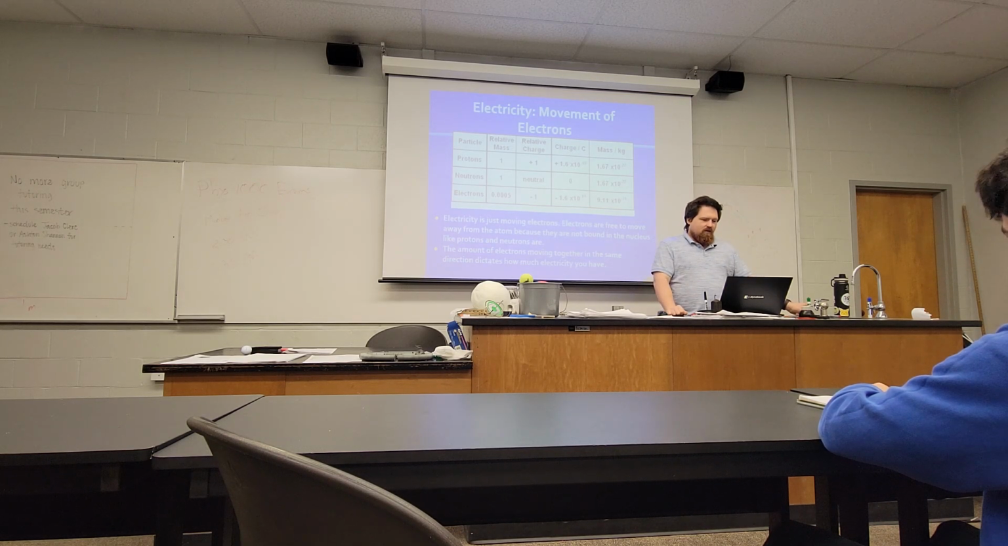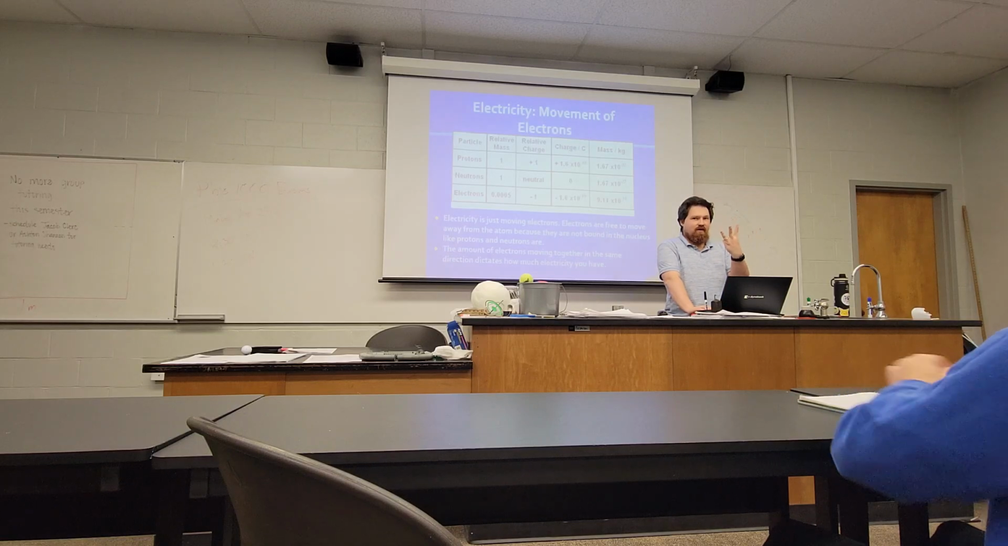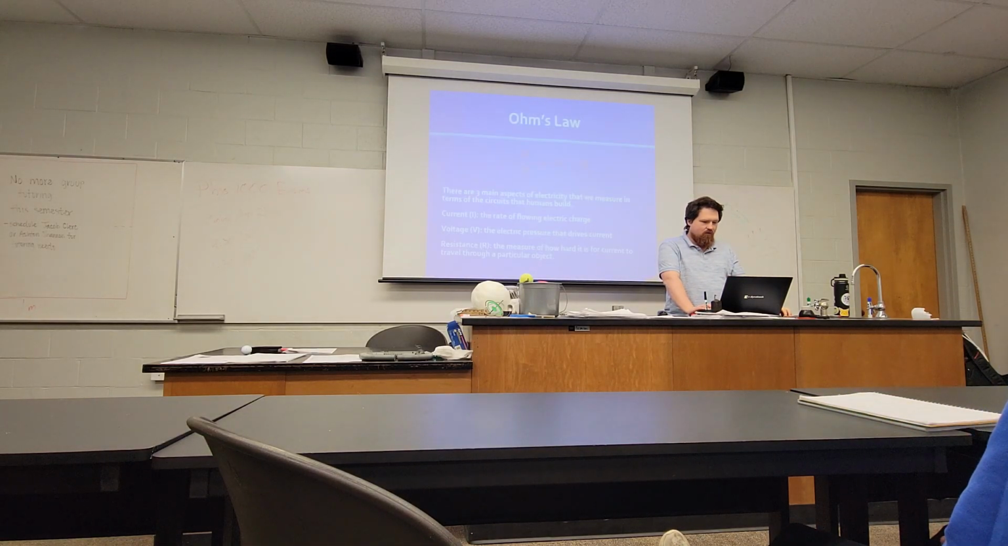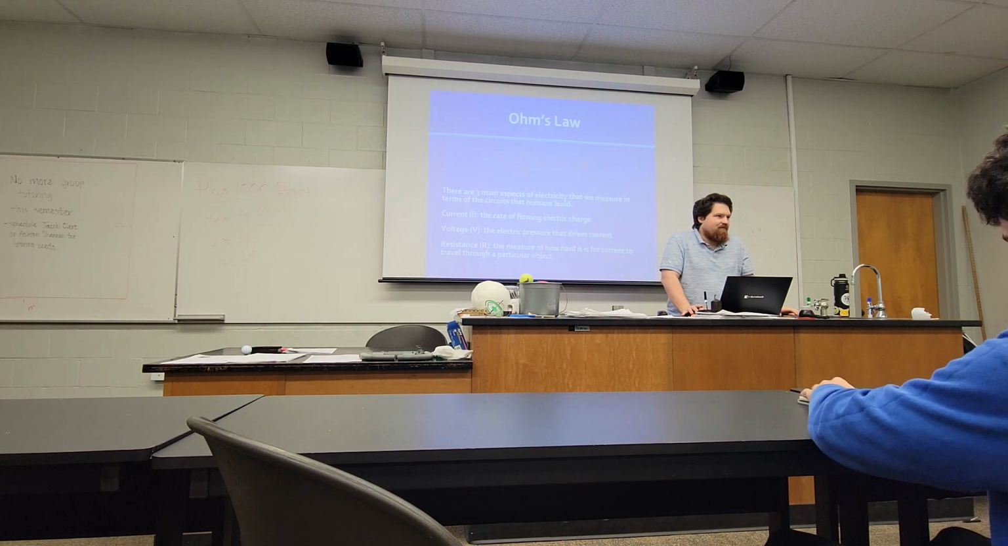So electricity is just moving electrons. The amount of electricity depends on how many electrons are moving. If you want a big lightning bolt strike, you've got to move a bunch of electrons all at the same time. We measure all of this. We measure electricity in general using three main variables, which we will be describing today and in lab this week. You can kind of consider all of today just the information you need for lab this week.